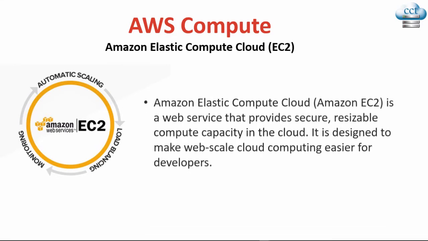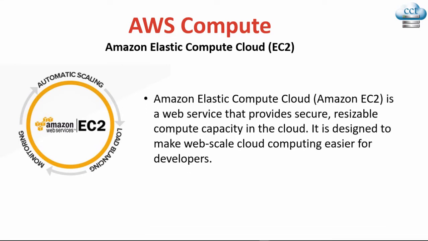So just some introductory notes: the Amazon EC2 simple web service interface allows you to obtain and configure capacity with minimal friction. It also provides you with complete control of your computing resources and lets you run on Amazon's proven computing environment. Amazon EC2 reduces the time required to obtain and boot new server instances to minutes, which allows you to quickly scale capacity both up and down, according to your computing requirements, because everyone has different requirements.